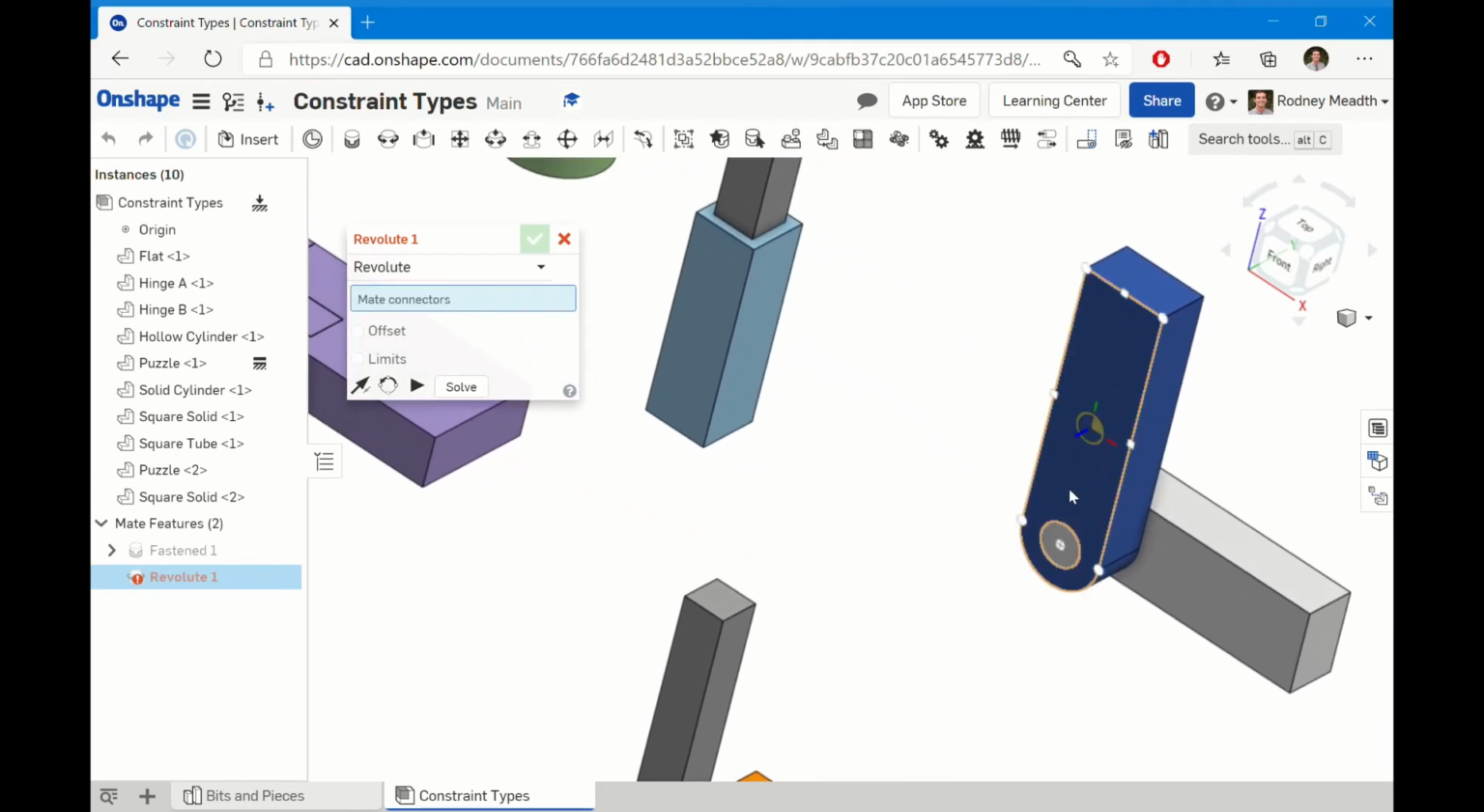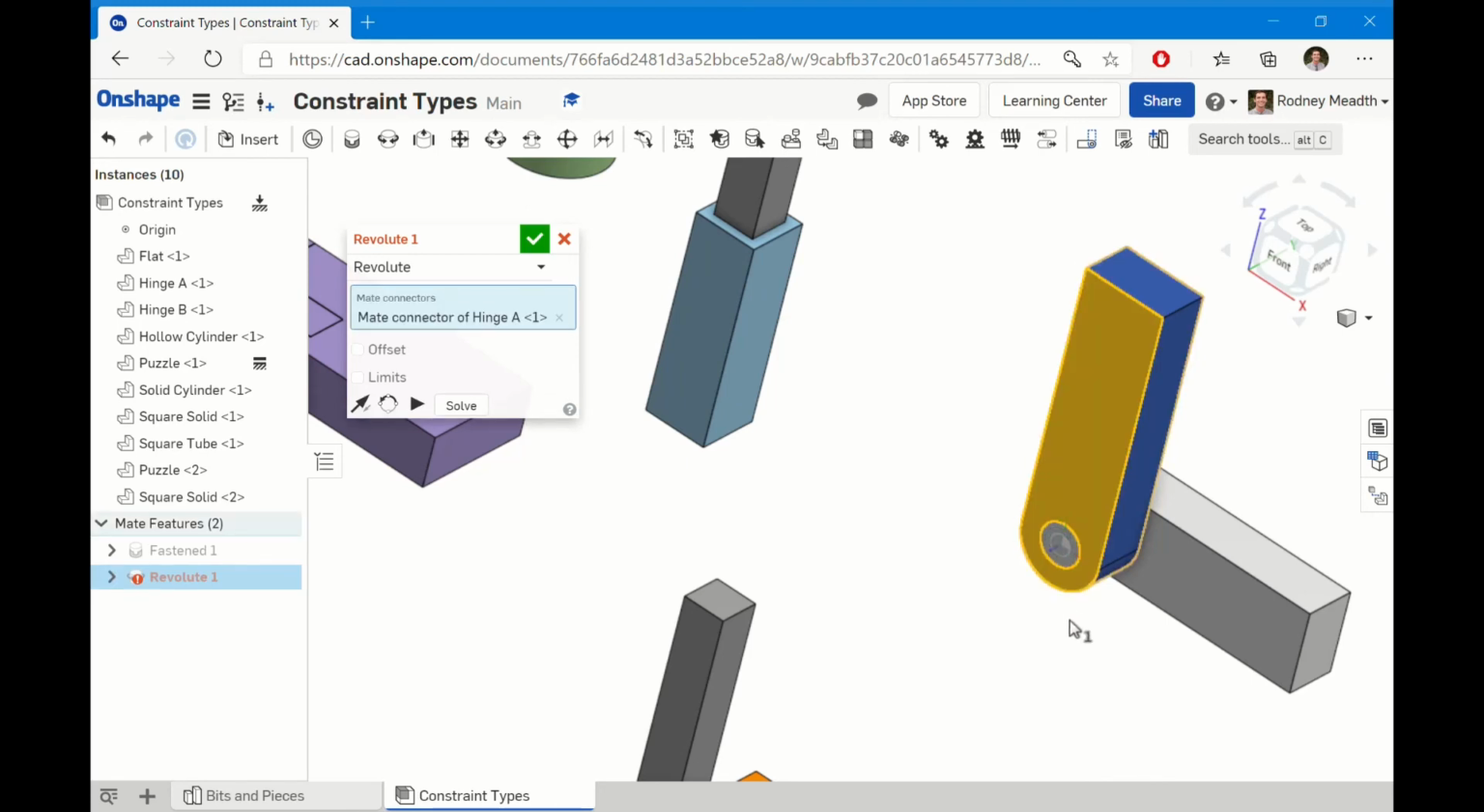And we're going to do that right here. We're going to say right there. And let's see if I can make this work.